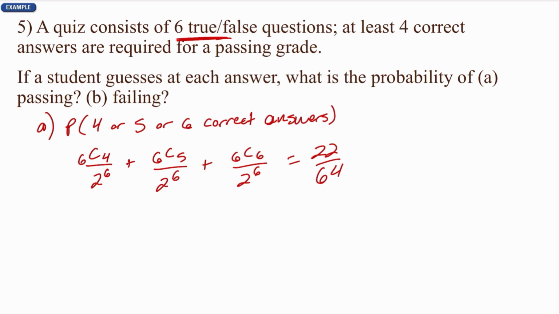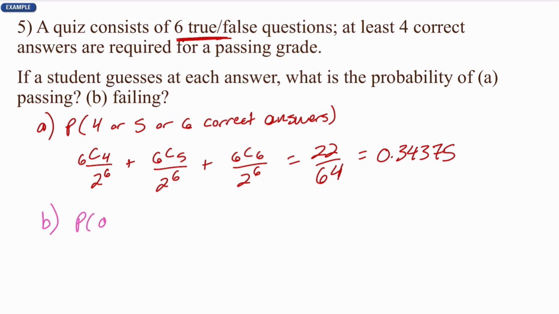And by the way, just to go again about that combination, how many ways would there be to get all 6 questions correct? Well, there would only be 1. And you can check in your calculator that 6C6, 6 combination 6, is equal to 1. So anyway, we're at 22 over 64, which is equal to 0.34375.